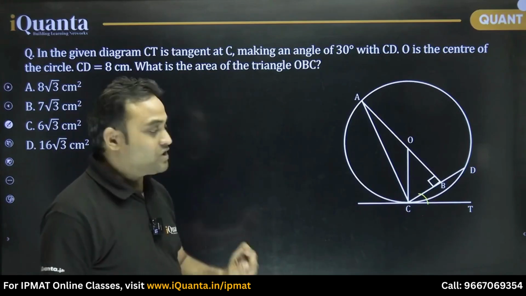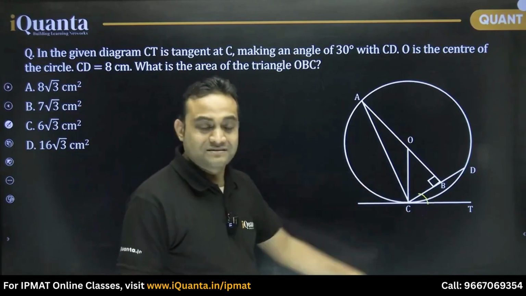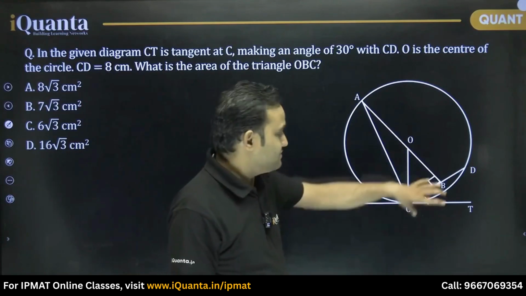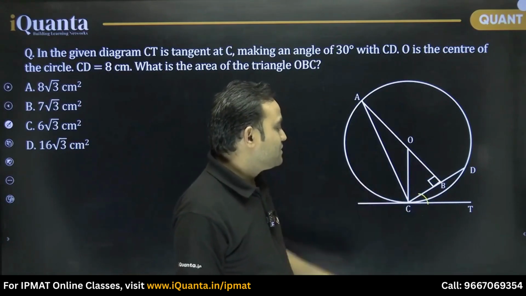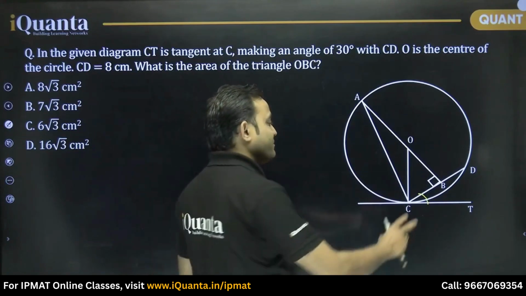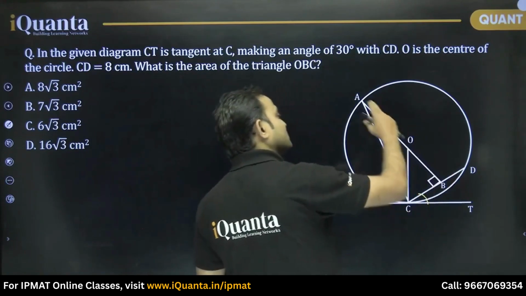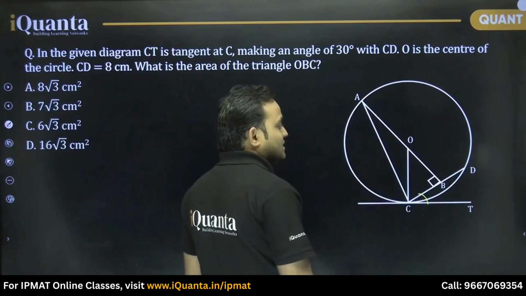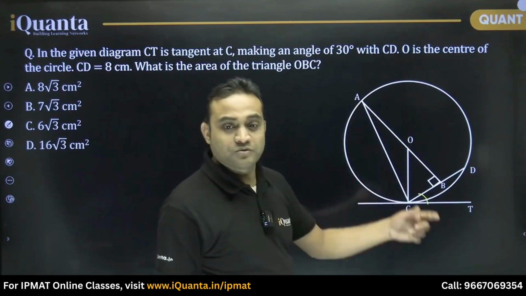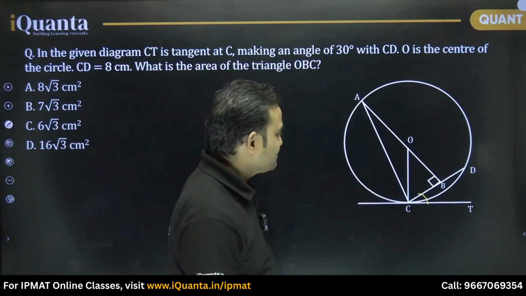So what do we know about chord and tangent? That the angle made by a chord with the tangent is the same as the angle made by this chord on the circumference, right? So if I join AD, that angle will also be 30 degrees, but is that required? Let's see.